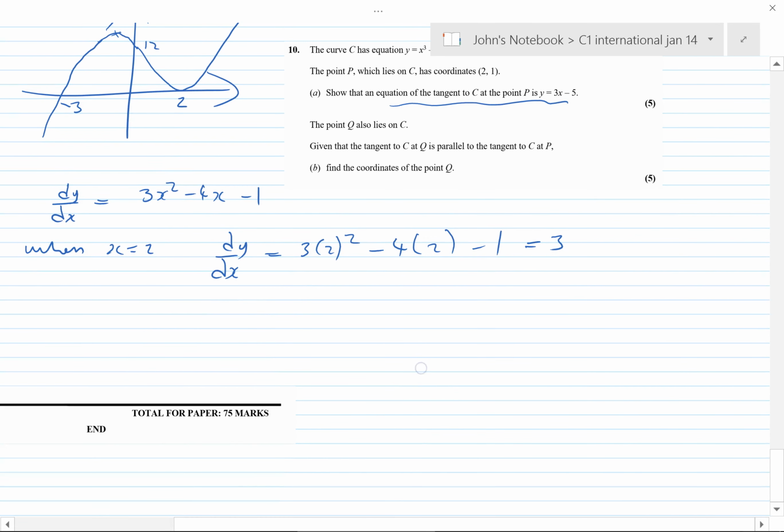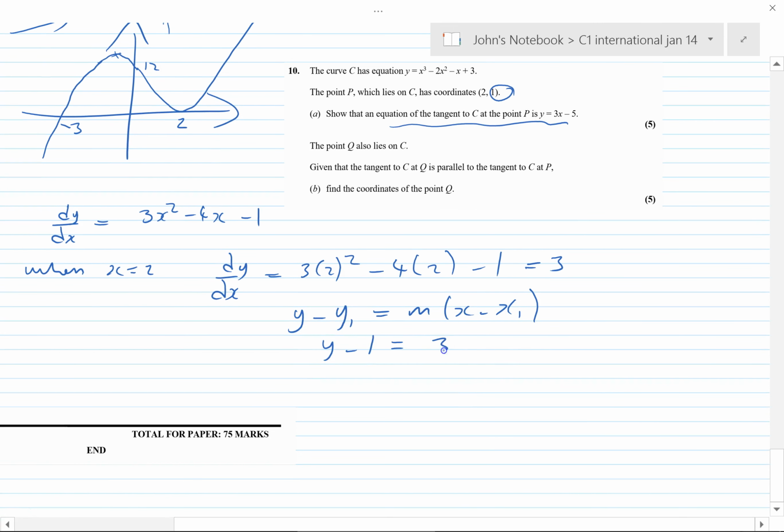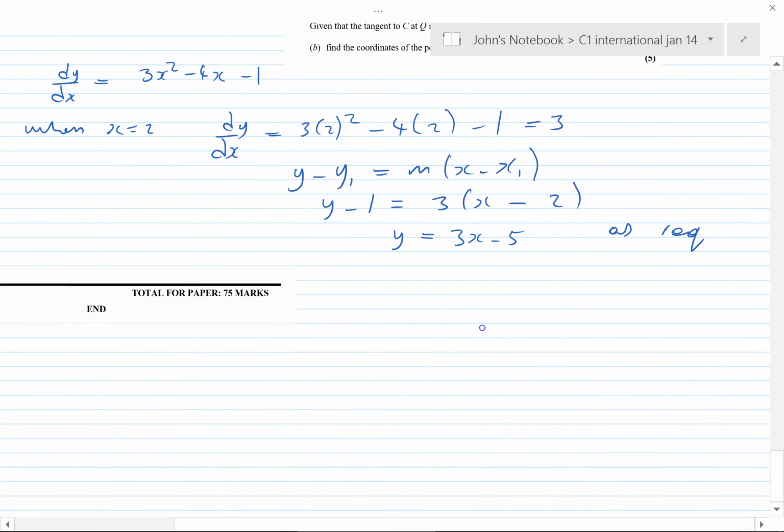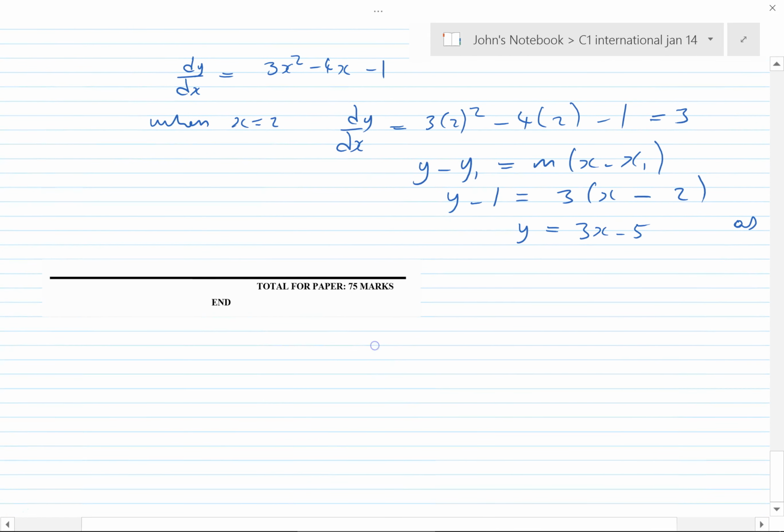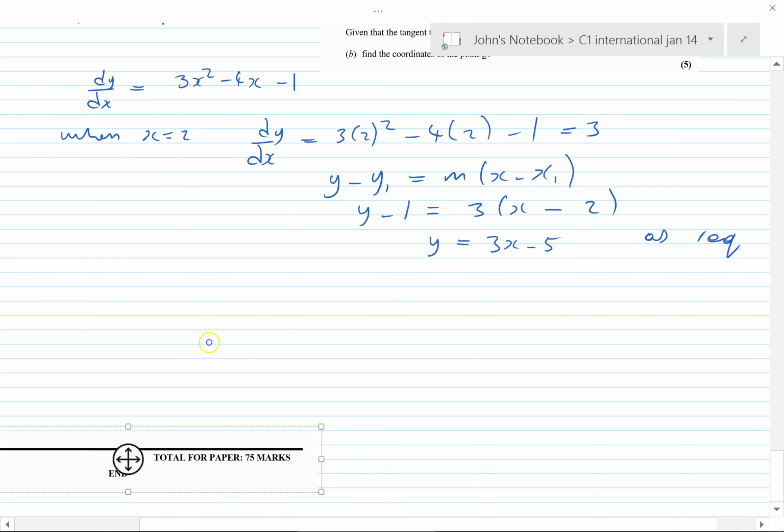So now I can just use y minus y1. They've also given me both the x and y coordinate of this. So that's also pretty straightforward. So I've got y take away the 1 is equal to 3x take away the 2. So that gives me y equals 3x minus 5 as required. Okay. So that's just the final 5 marks to go.